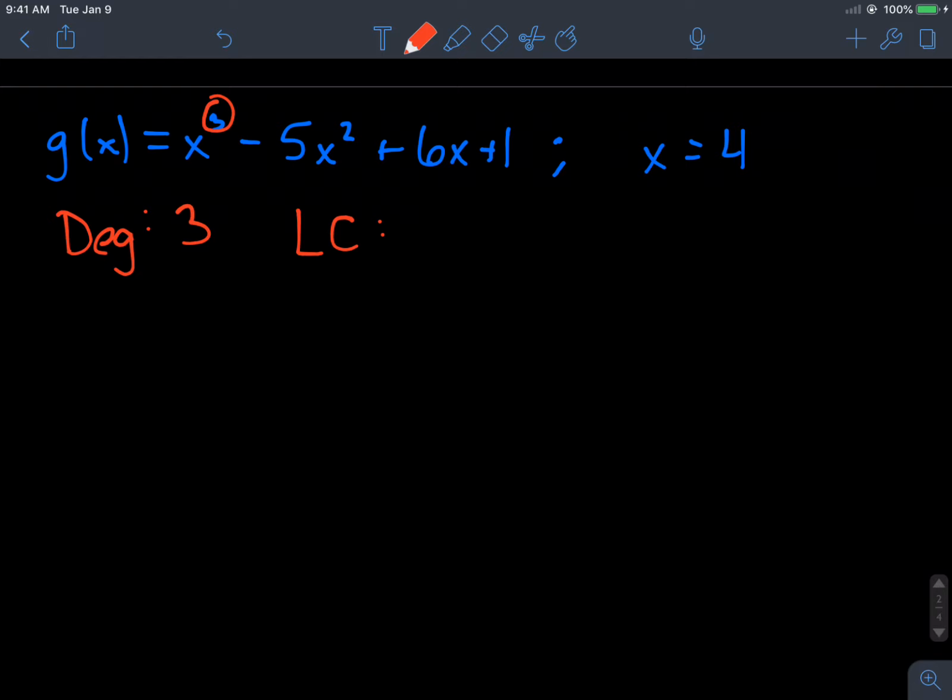The leading coefficient is the coefficient of that term, so what we really have there is a 1. We just don't have to write it when we have 1 x cubed. And our constant term is the one at the end that does not have a variable attached to it. So our constant is a positive 1.